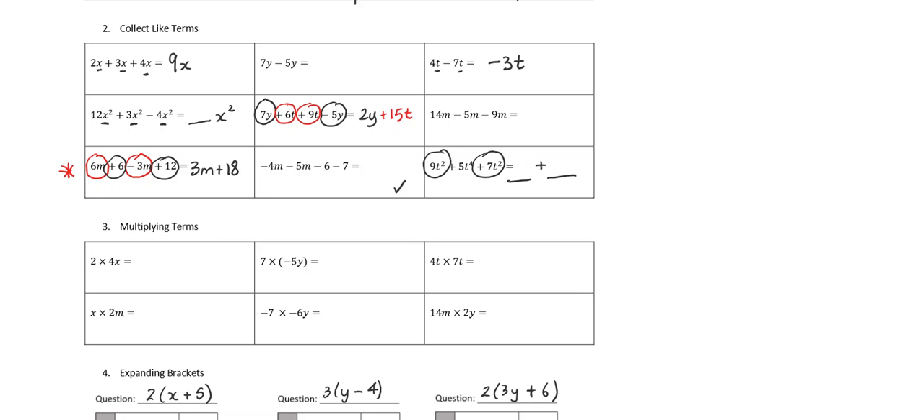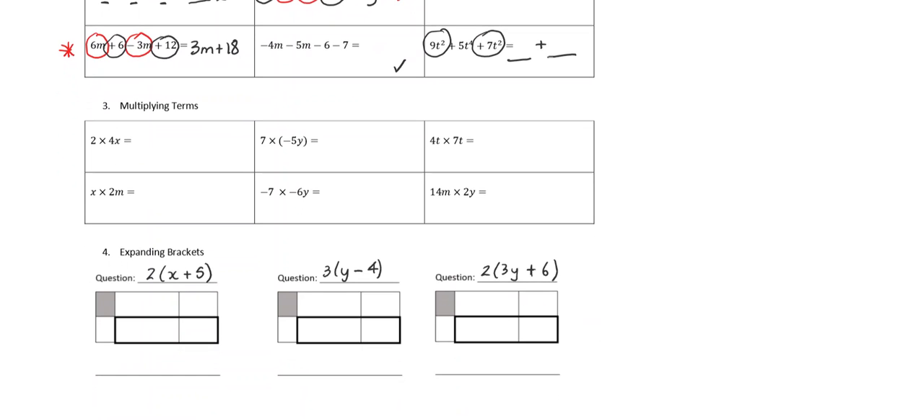Multiplying terms. Don't forget to pause the video and finish the questions before moving on. Multiplying terms, we are simply multiplying the numbers and multiplying the letters. So I'm just going to do this one here. Negative 7 times negative 6, I can do that on my calculator, in my head, 42y.